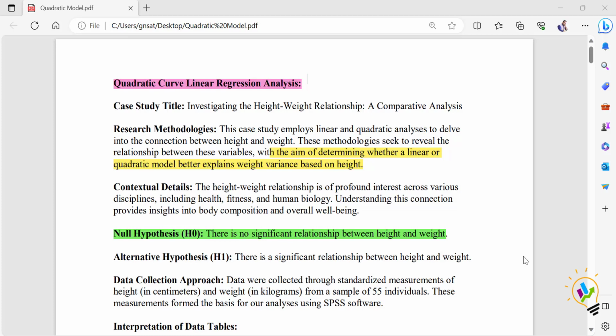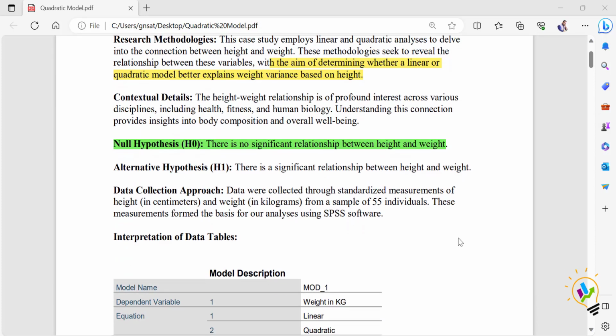The aim of this analysis is to find which model, the linear or quadratic, is the best model for this data. Null hypothesis: there is no significant relationship between height and weight. We have taken 55 individuals' data and did the analysis in SPSS software. Now I am going to open the software, show you the data, do the analysis and discuss the results in an elaborated way.